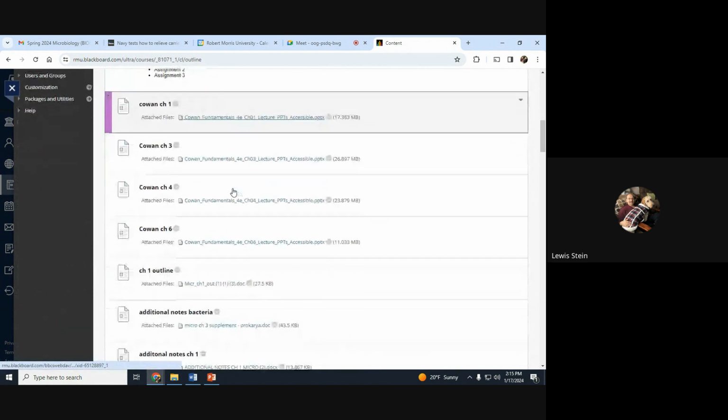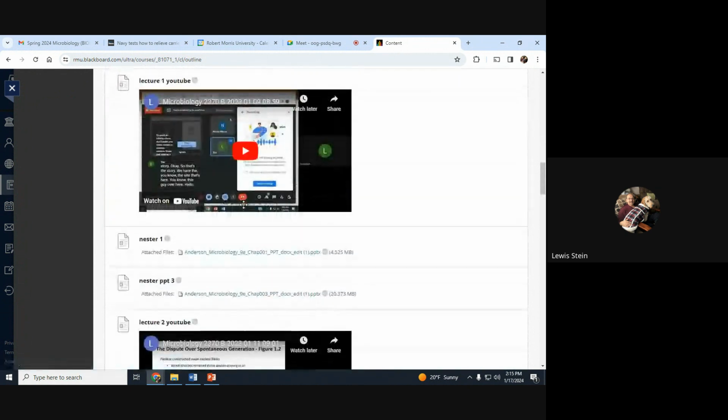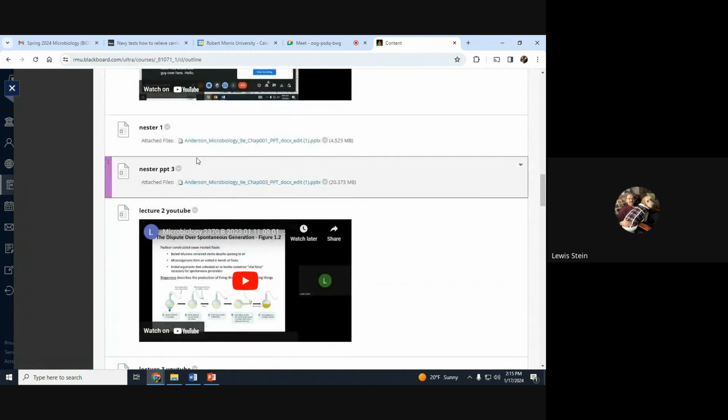All of the PowerPoints, plus PowerPoints we've used previously. For the prior dozen or more years, we used this textbook called Nestor, which I will go back to because I like some of the illustrations and I'm comfortable with it, having used it for 15 years at a couple of different schools. I've used this Cowan text multiple times.